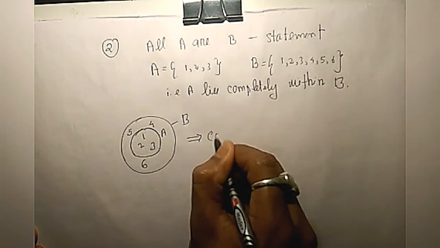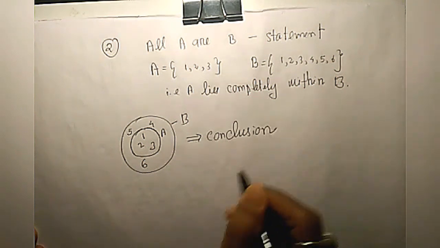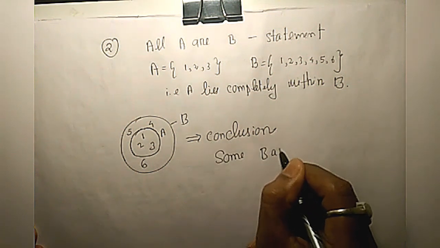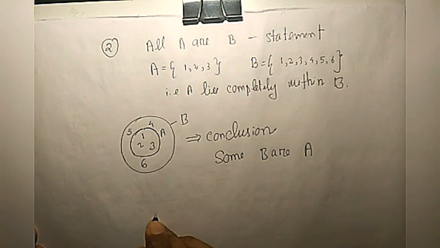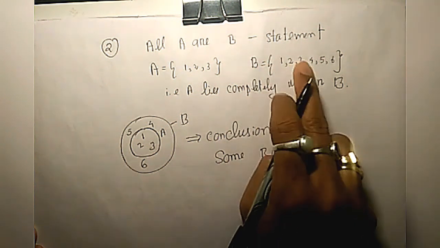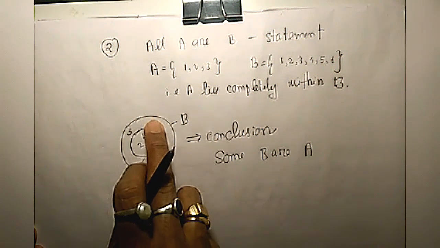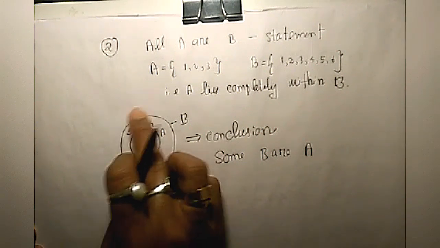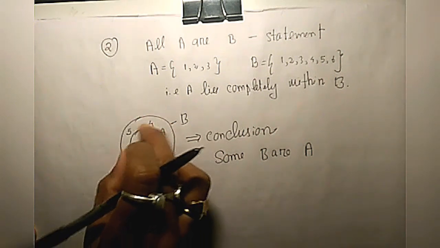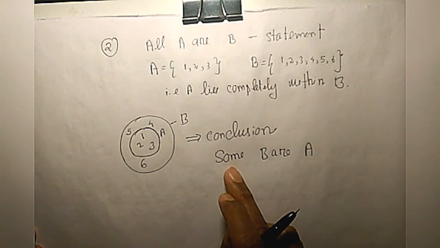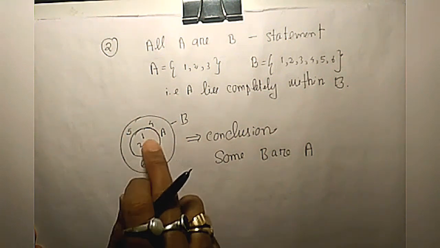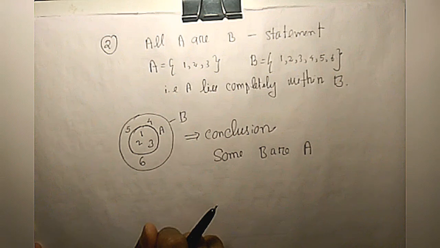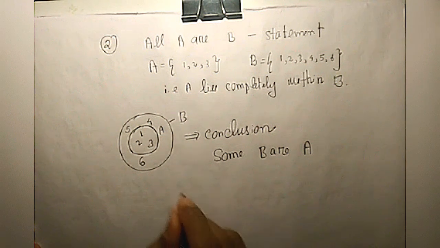Inversely we can say that some part of B are A. That means some part of B lies within A. From the diagram we can easily say, so the conclusion is: some B are A. That means some part of B lies in A. From the diagram we can conclude, because A is 1, 2, 3, and A completely lies within B, so inversely some part of B lies within A. So if "all A are B" is the statement, then "some B are A" is the conclusion.